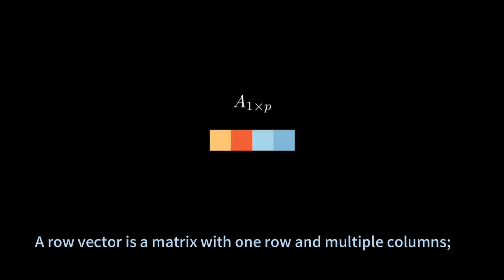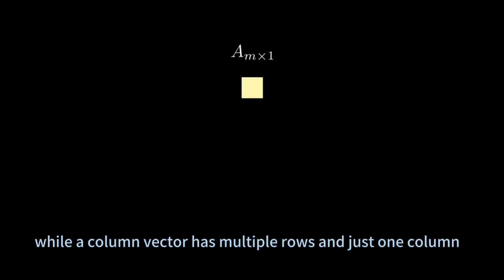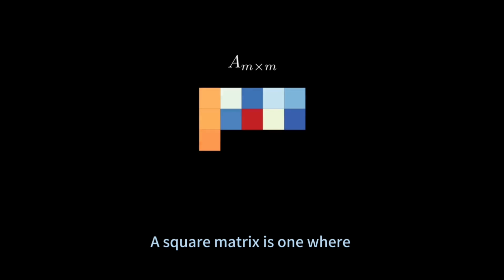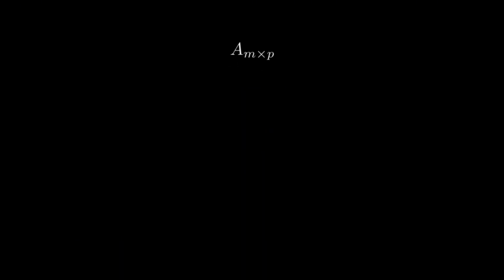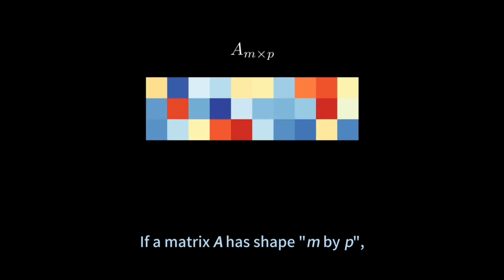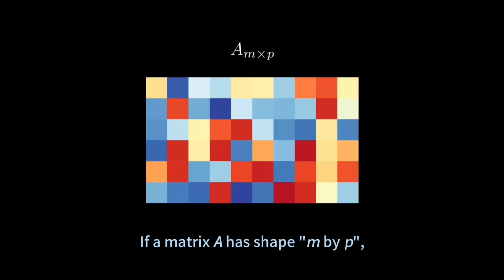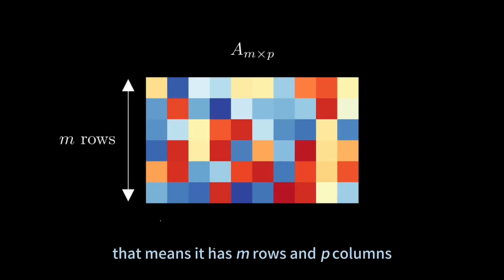As we mentioned before, a row vector is a matrix with one row and multiple columns, while a column vector has multiple rows and just one column. A square matrix is one where the number of rows equals the number of columns. If a matrix A has shape M by P, that means it has M rows and P columns.